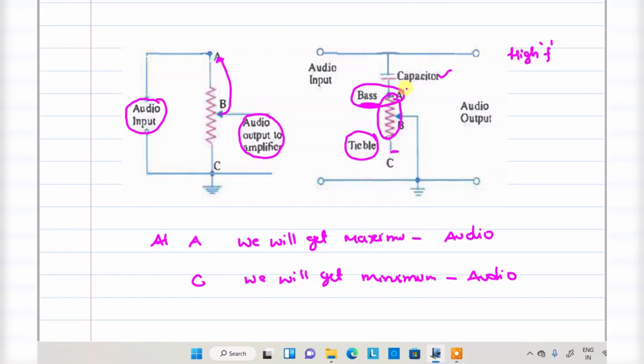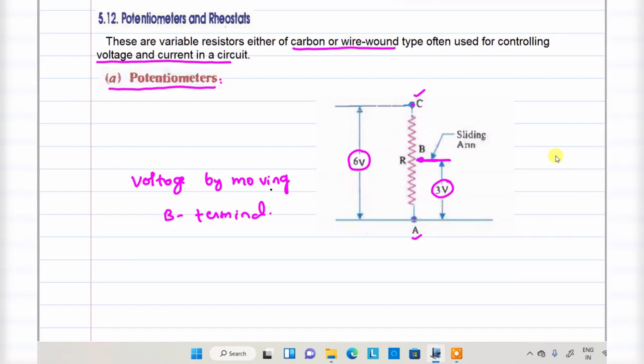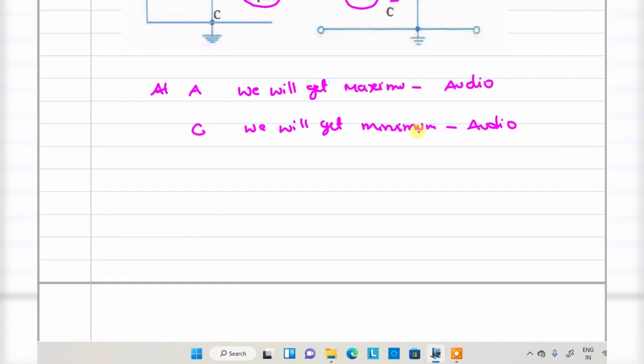So based on controlling this particular potentiometer, we can smoothen the voice, and the audio output quality can be decided based on this variable terminal. We can move it to where we get the clear audio, and we can place the potentiometer at that position. This is the way we control the audio signals also. So finally, these are the potentiometers used in electronic circuits.